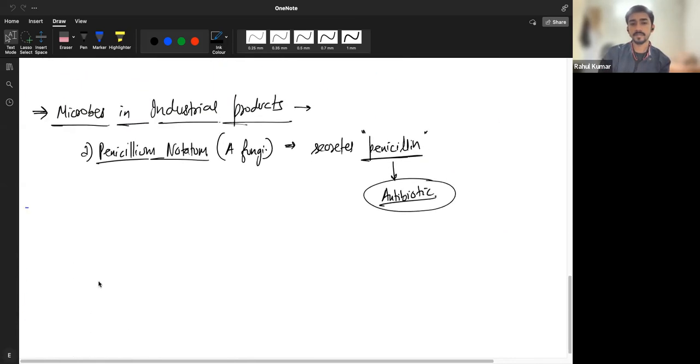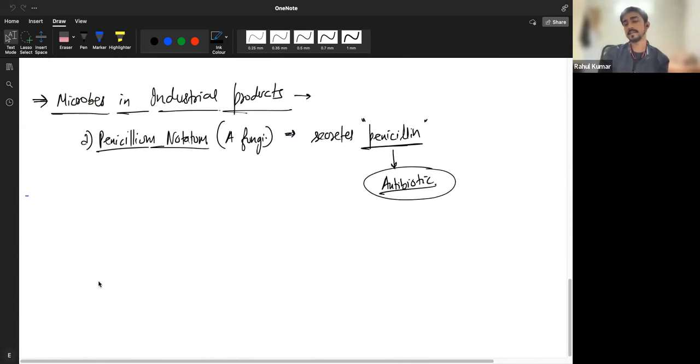Correct? Yes, sir. And in the end, we discussed microbes in industrial products. We were talking about Penicillium notatum first, which gives an antibiotic. So let's start today's class from here. Penicillium notatum is a fungus that secretes a compound called penicillin that kills bacteria in its presence, and this is what we still use, and the derivatives of penicillin that we use to make antibiotics and treat bacterial disorders, right?